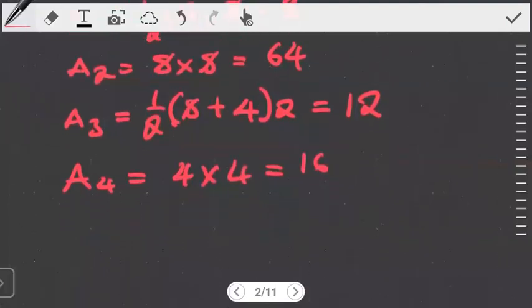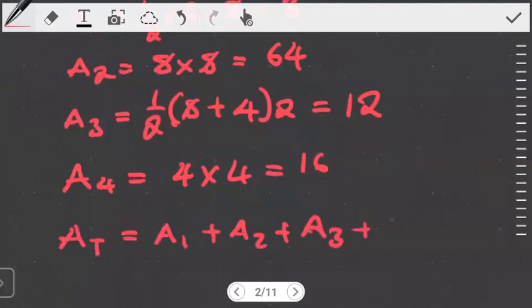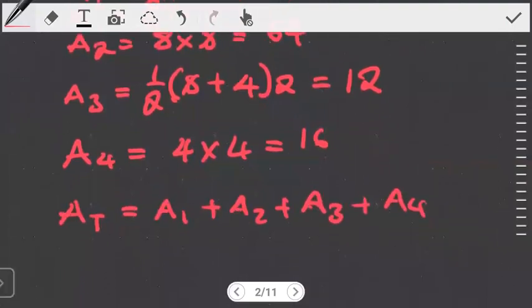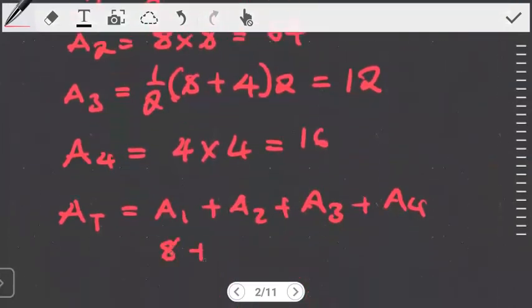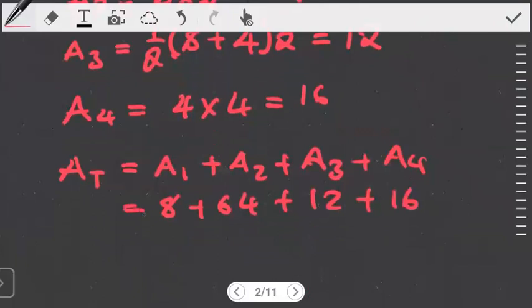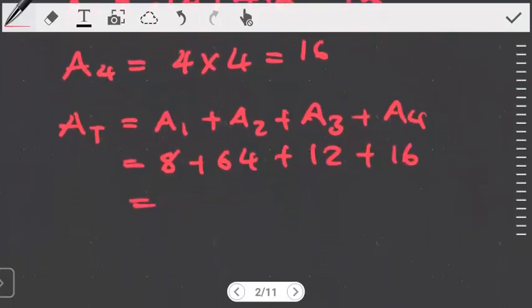Okay, now we've got the small shapes that we created. To get the total area, we have to add all those individual shapes, A1, A2, A3, plus A4. And if we added them, A1 was 8, so we have 8 plus 64 plus 12 plus 16. So we see that for the total area of our shape, if we add 8 plus 12, that's 20.